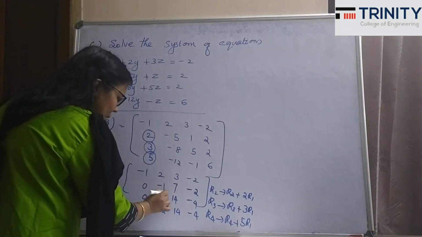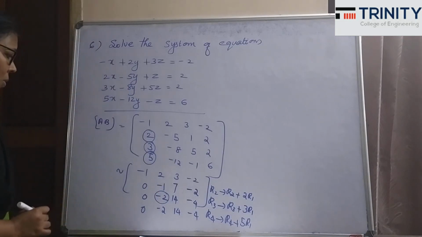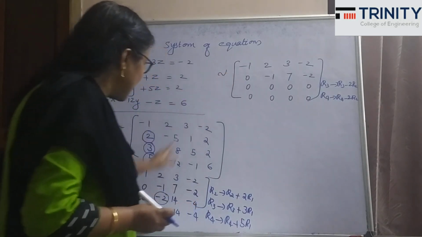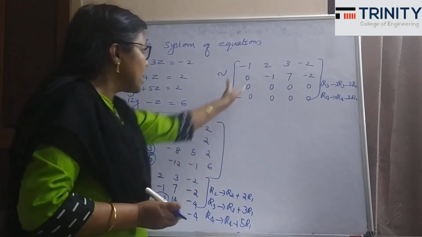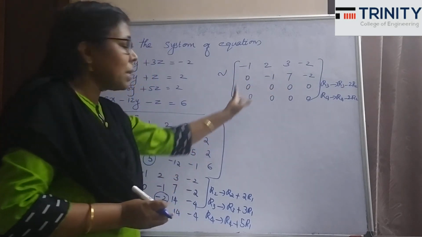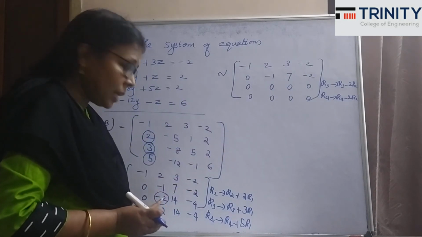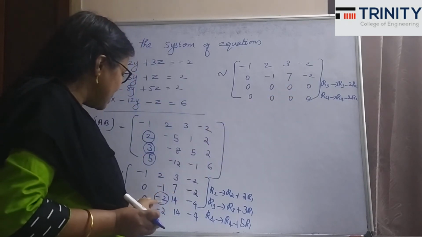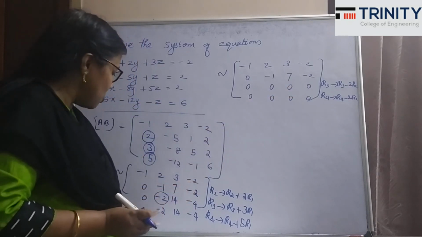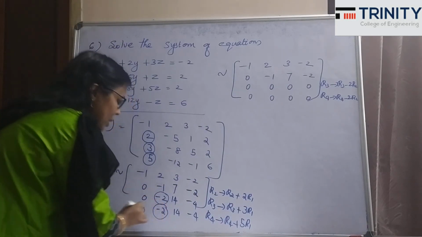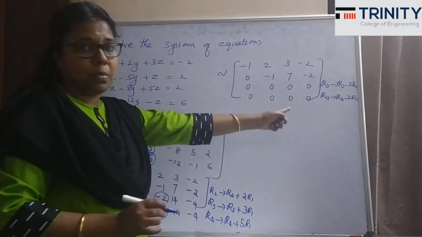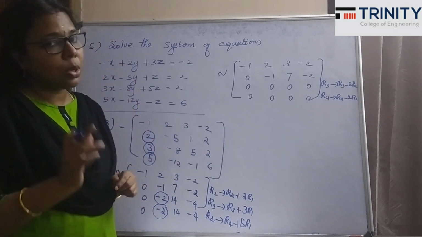Now we have to make this minus 2 as 0. Here, first 2 rows are fixed. That is minus 1, 2, 3, minus 2. Then 0, minus 1, 7, minus 2. Now we have to change this minus 2 to 0 by using R3 becomes R3 minus 2 times R2. That is 0, 0, 0. Also we have to make this minus 2 as 0. That is R4 becomes R4 minus 2 times R2. That is 0, 0, 0. Now 2 rows reduced to 0.